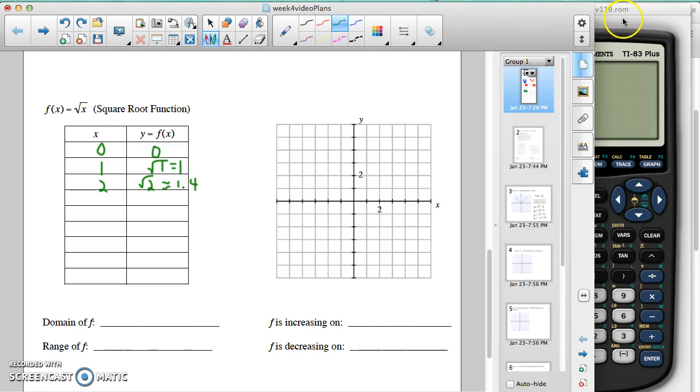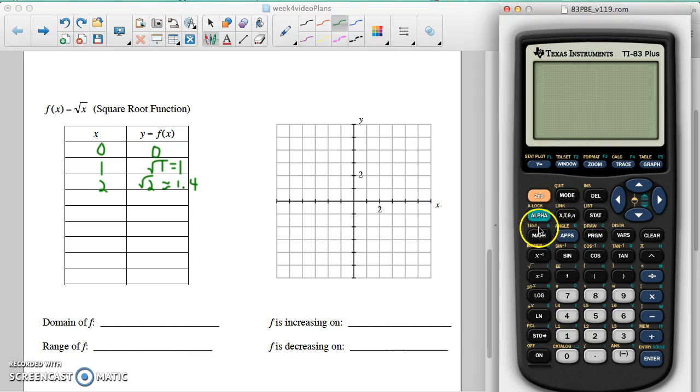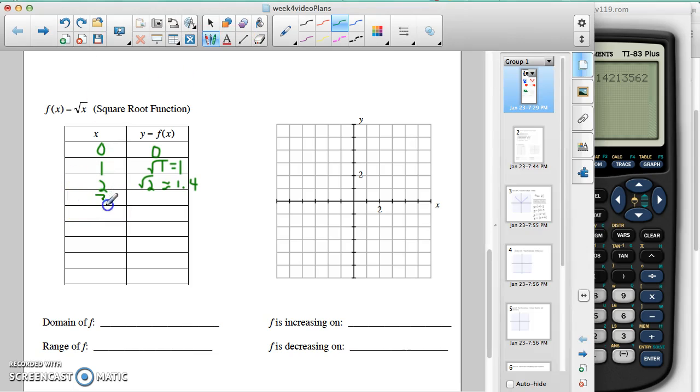We look at our calculator over here, and we take the square root of 2, and we get about 1.4 on the calculator. Square root of 3 is another value. That's about 1.7 on the calculator. 4, if we put 4 in there, we get the square root of 4. That's 2.